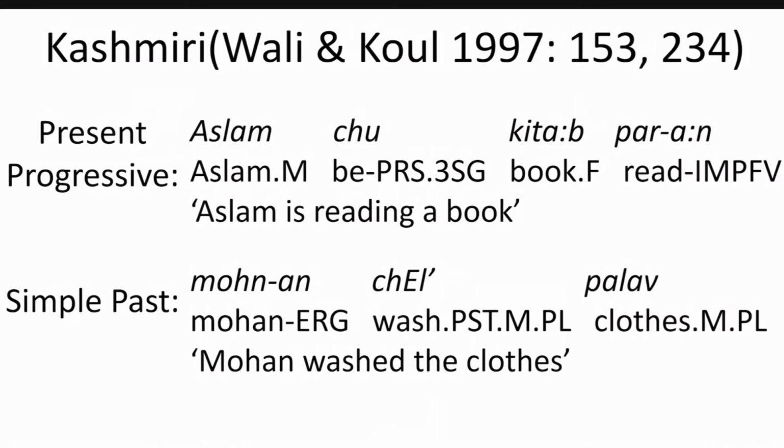Take Kashmiri for an example. In the present progressive paradigm, we see a neutral form of alignment where arguments are not marked for their roles in a given clause. However, in the past paradigm, we can see an ergative pattern with subjects and patients unmarked in the absolutive case and agents marked in the ergative case.